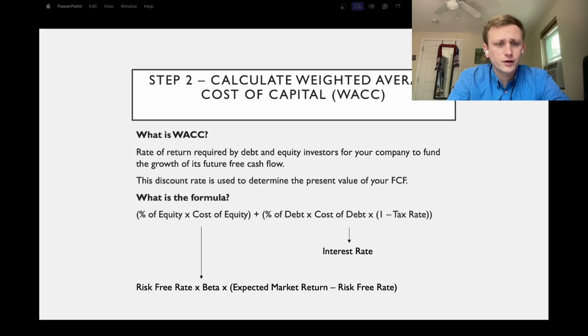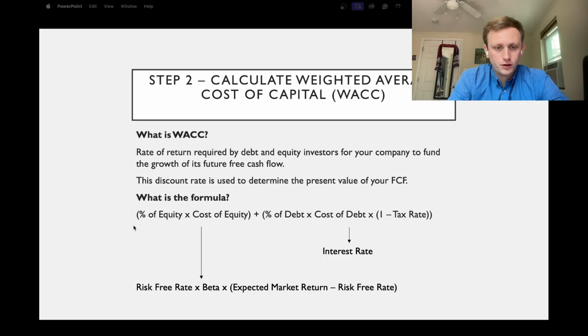So what is the WACC? The WACC is the rate of return required by debt and equity investors for your company to fund the growth of its future free cash flows. Now this discount rate is used to determine the present value of your free cash flows. So when it comes to these free cash flows, the cash flows of the future are not as valuable as the cash flows in the present. In order to calculate how much you should discount these free cash flows back to the present value is when the WACC comes in.